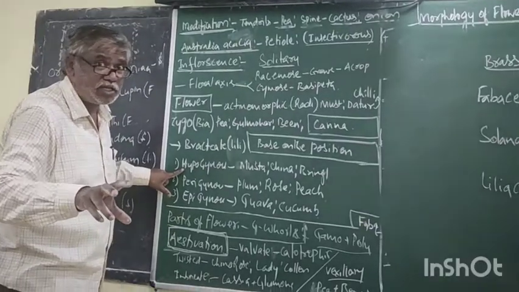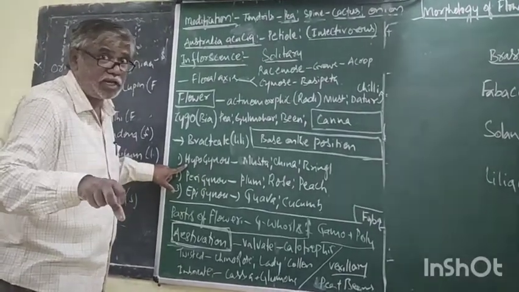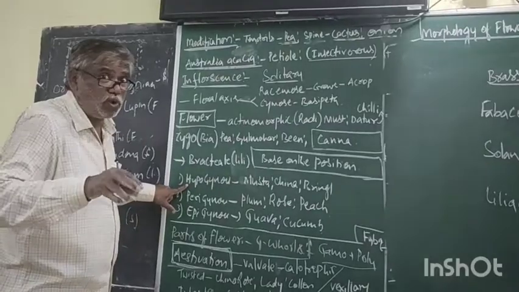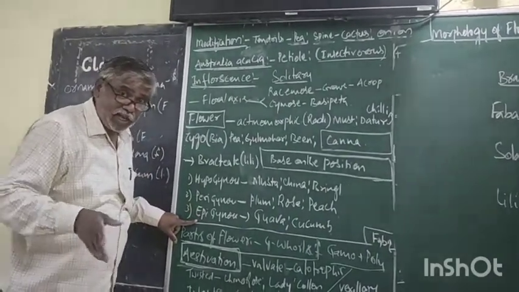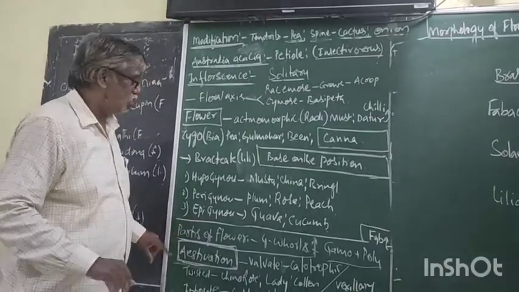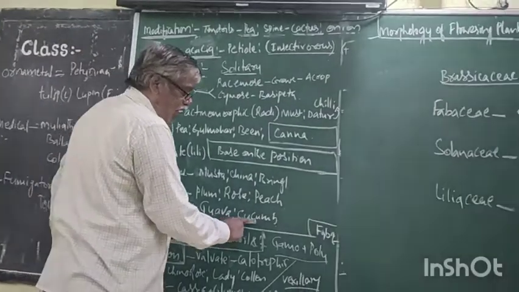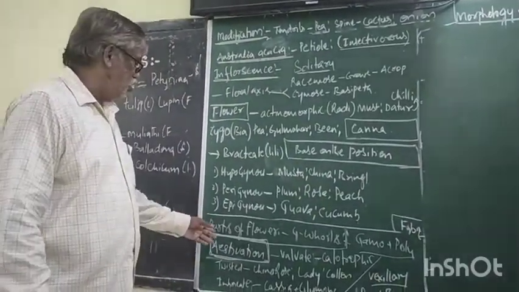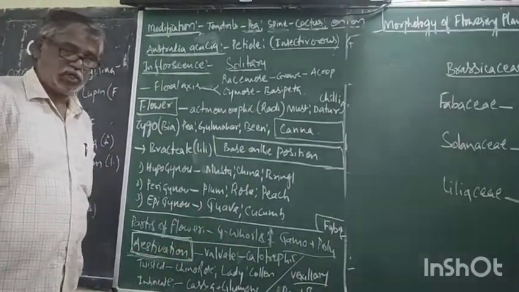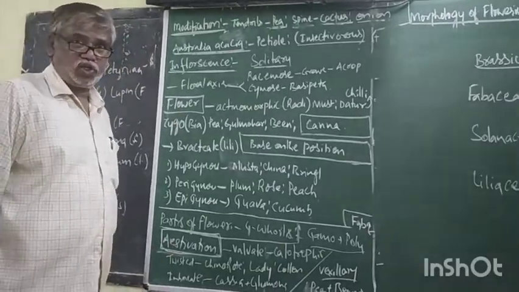The flower is hypogynous, but its ovary is superior. The flower is epigynous, its ovary is inferior. Now, guava and cucumber. Now this is about the flower. Now, what is this? Parts of flower, 4 whorls. I already covered it.